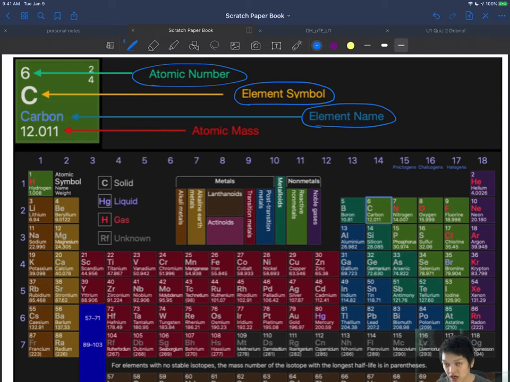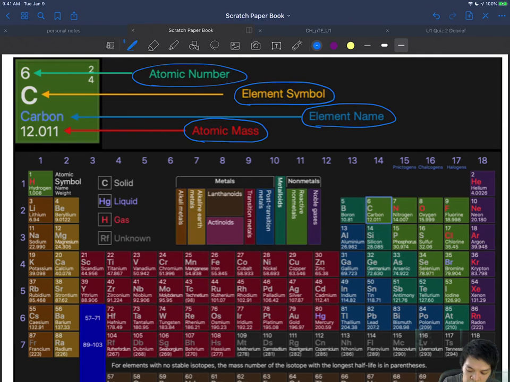So the periodic table tells you the identity of the element. What element is this? Well, it's carbon, or it's nitrogen, or it's oxygen. And the very last number that we haven't looked at yet until now is going to be atomic mass. Atomic mass is also known as average atomic mass, and this is a weighted average of the mass of all of the isotopes of that element, right?